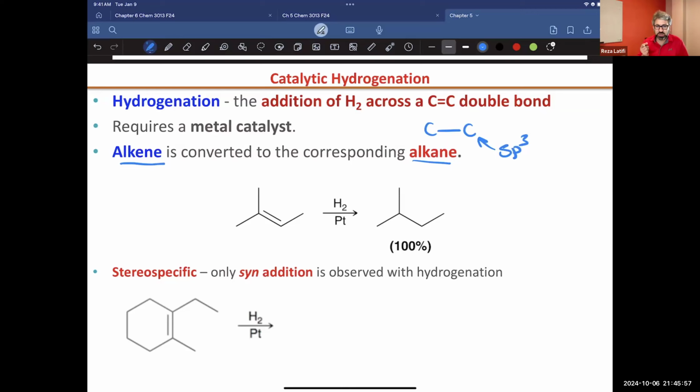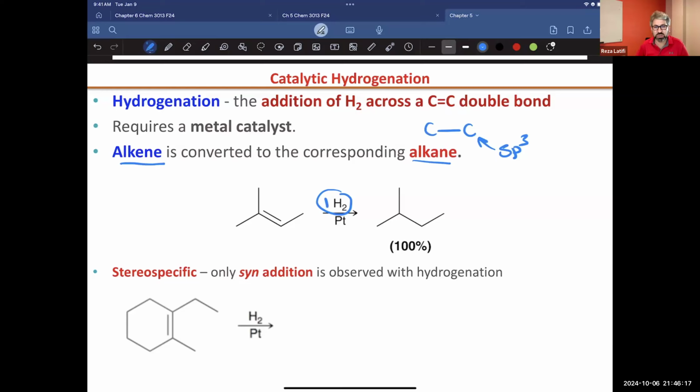Okay, per each double bond, you need 1 mole of hydrogen gas. So technically per each degree of unsaturation, in this case we have only 1 double bond, so the degree of unsaturation is going to be 1. We need 1 mole of hydrogen gas to do it.